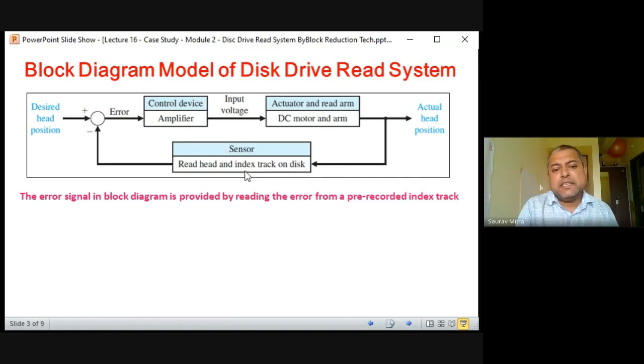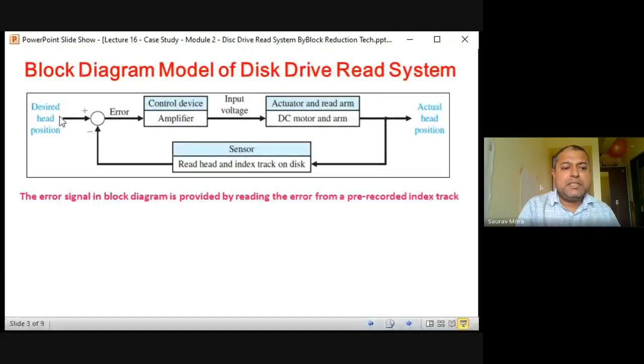Now, this sensor, what is this sensor? This sensor is not actually the sensor which is picking up the signal on the disk. It is not that sensor. This sensor is actually trying to find out the position of the head. So this is the read head and the index track on the disk. So this is actually sensing the position of the head. So this is not the signal pickup. This is the position pickup of the head position.